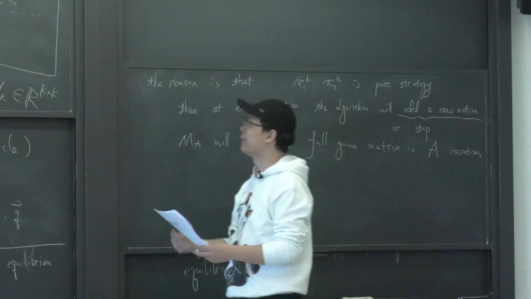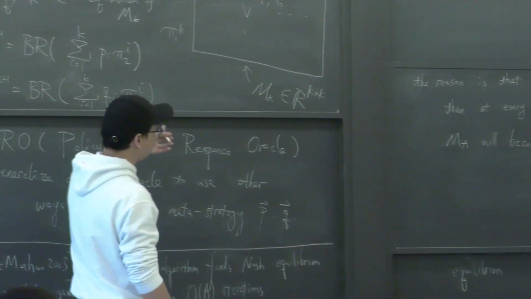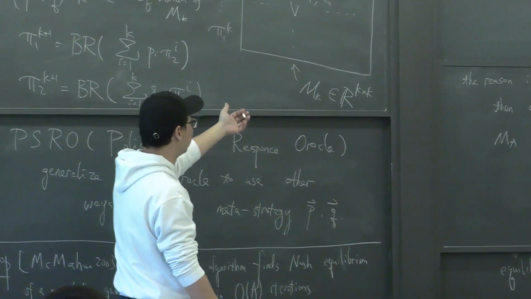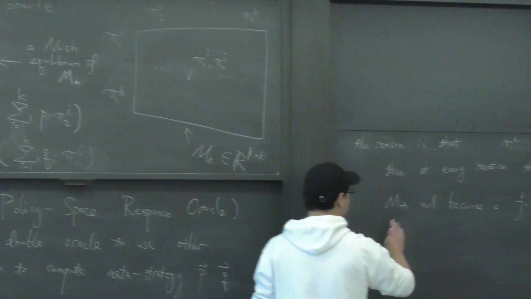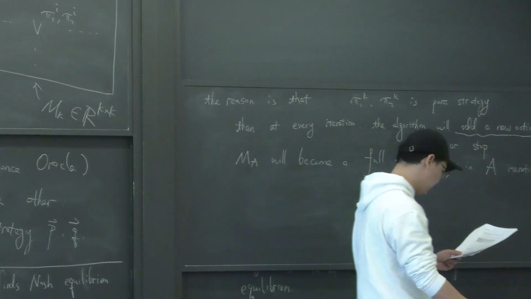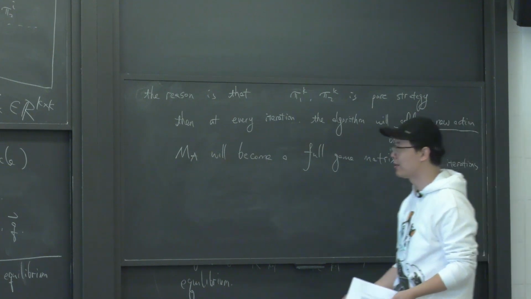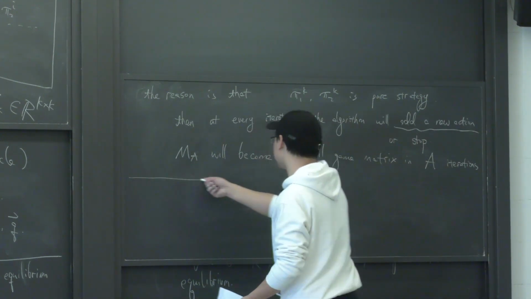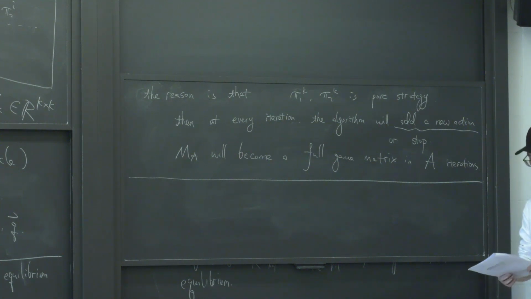This is just because the normal form game only has A actions. If we keep adding a new action, then after A iterations, the M_K matrix just becomes the original matrix. Okay, so that is when K is equal to A. This is just the original matrix. So that's why it's also not very surprising. Essentially, a lot of heavy work has been done in the double oracle.